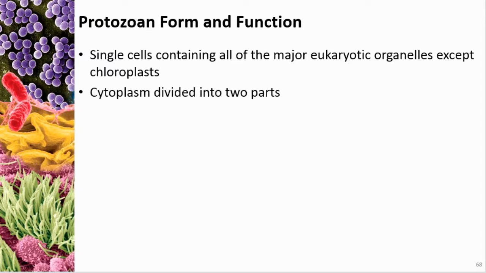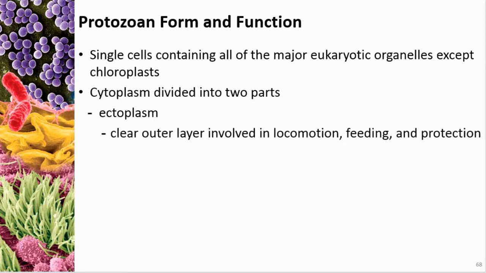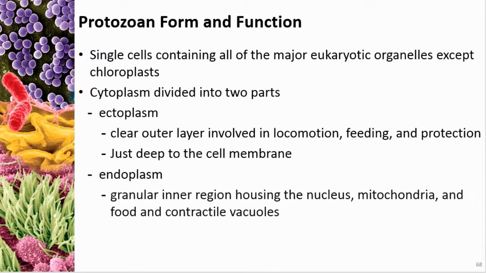And one interesting feature about these protozoa is their cytoplasm is actually divided into two parts. The first part is called ectoplasm, and this is the outer layer that these organisms use for moving, feeding, protection. This is just inside of the cell membrane. And then there's a deeper layer of cytoplasm, or not a layer because it's all the inside, and it's called endoplasm. So ecto and exo mean the same thing, which you probably know means outside, and endo means inside or within. So this is the granular inner region.